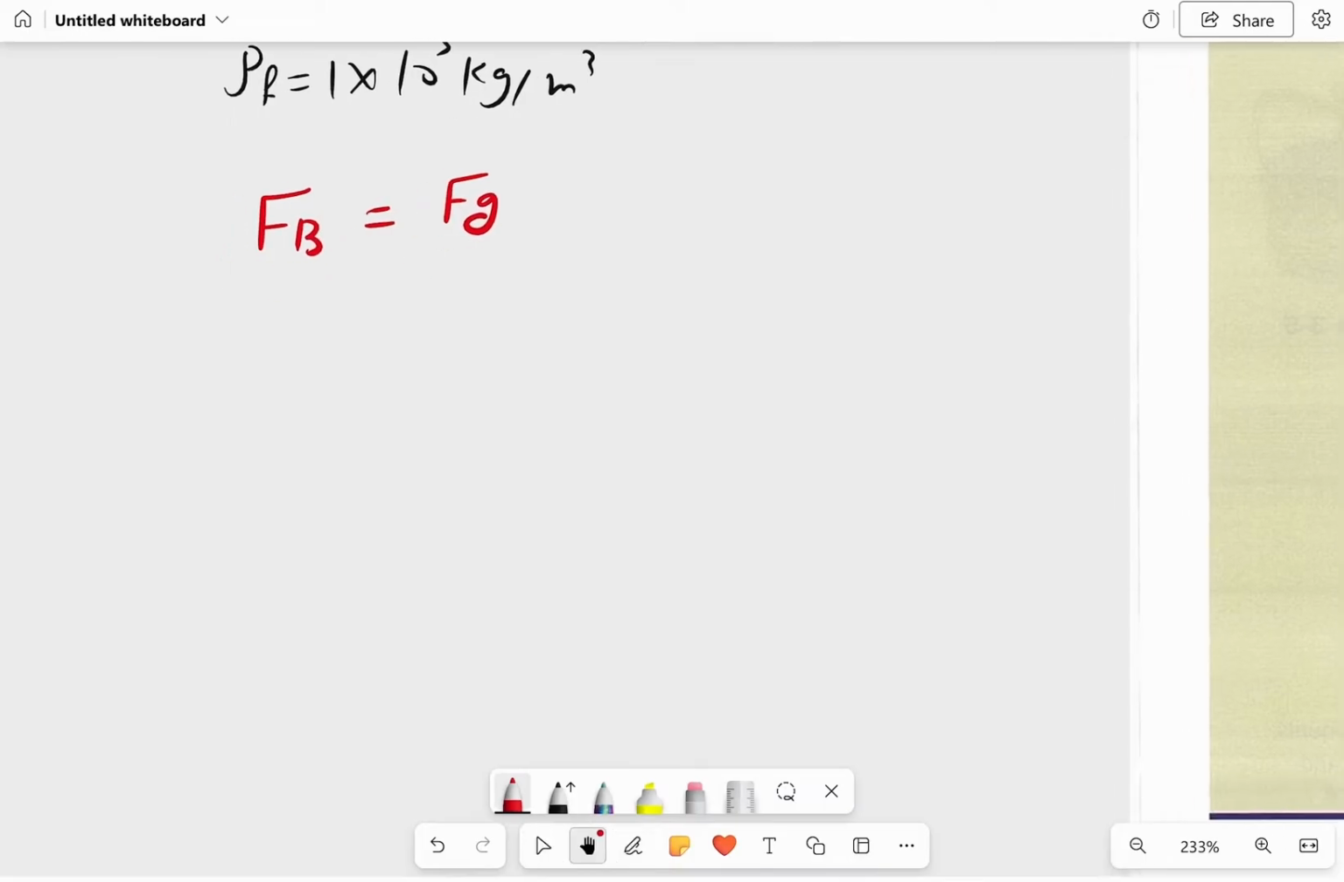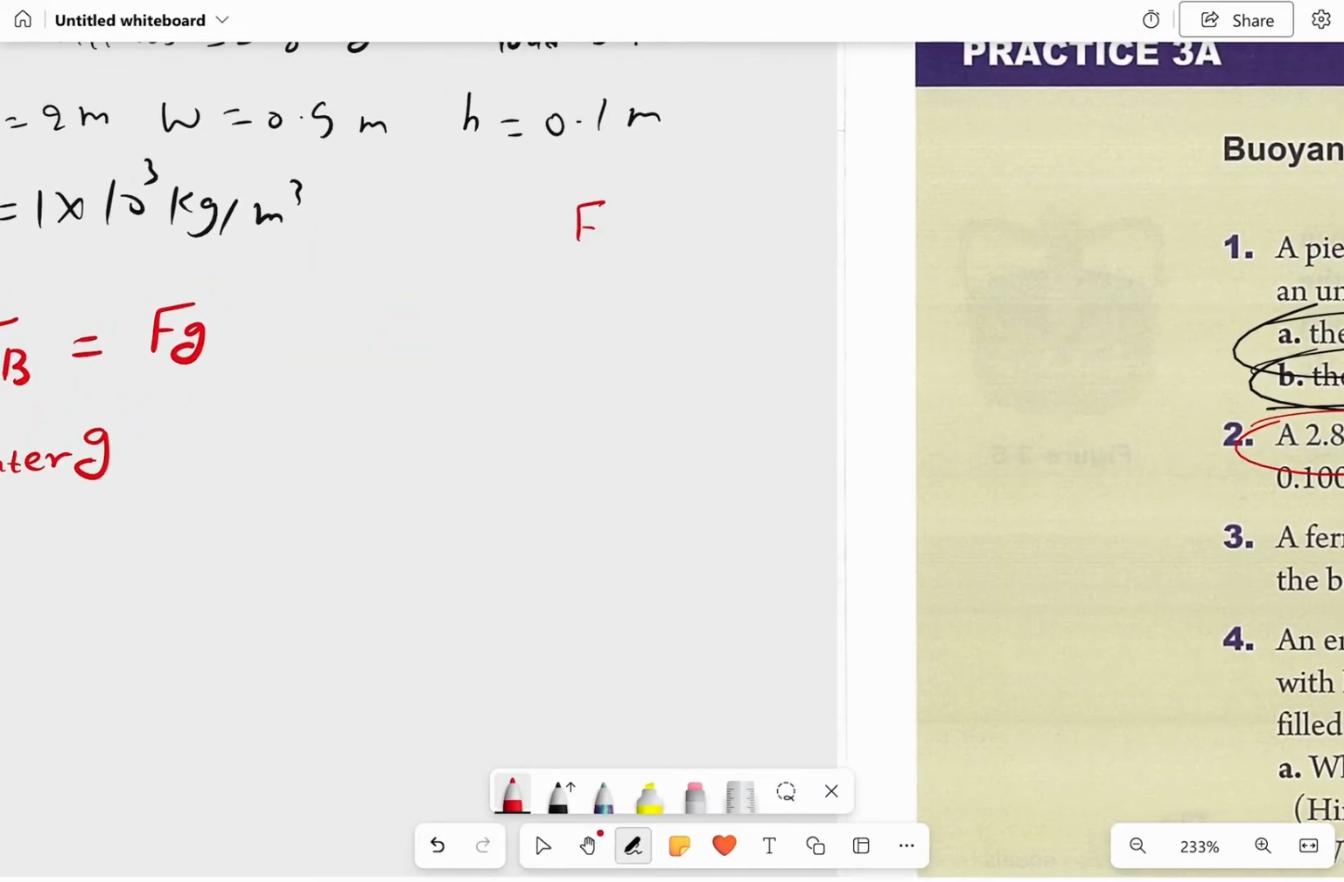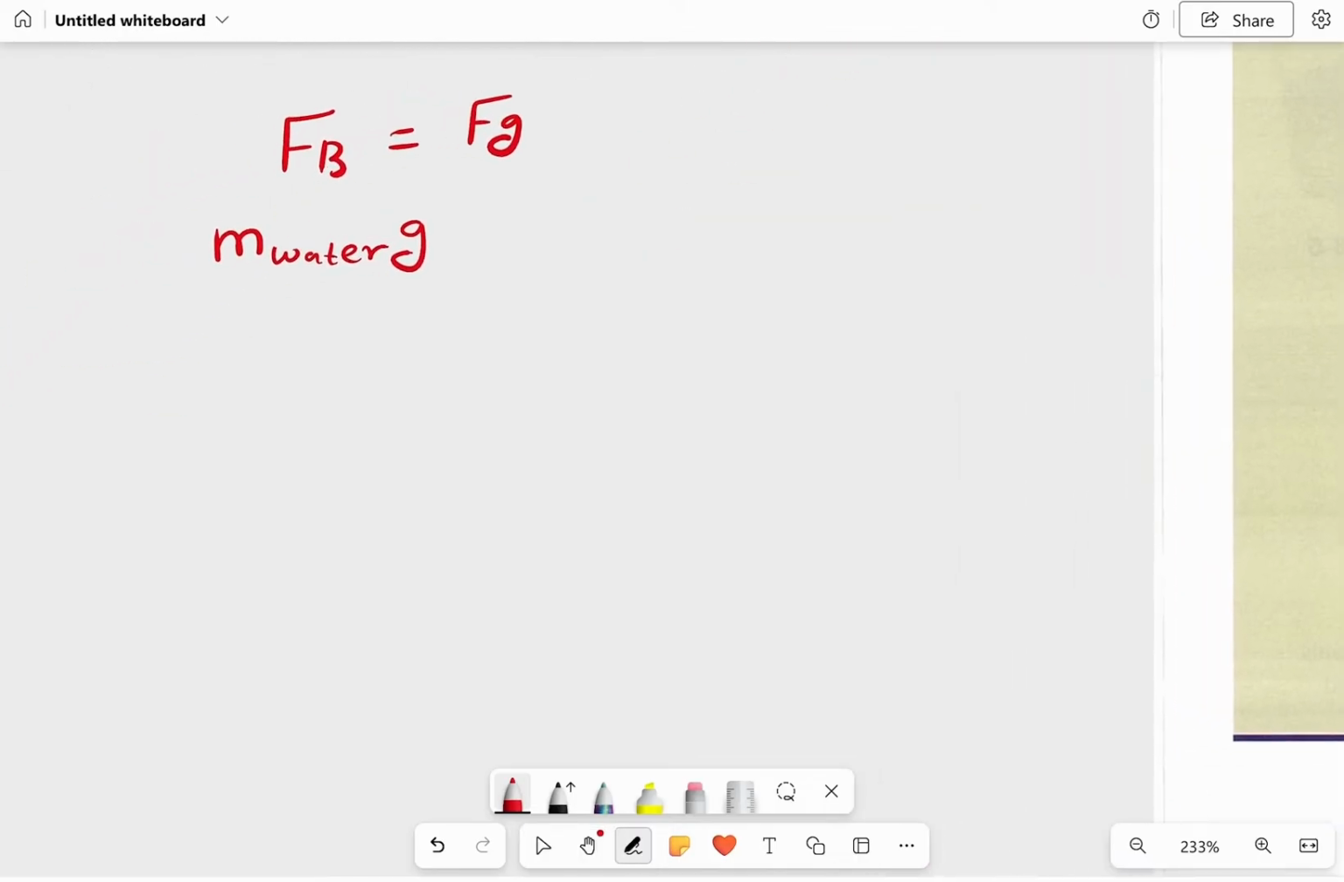Now, FB is equal to the mass of the water, then you have G, which is gravitational acceleration. Careful, F is equal to mg. Anyway you have force, it's equal to mg. Then you have mg here, okay?